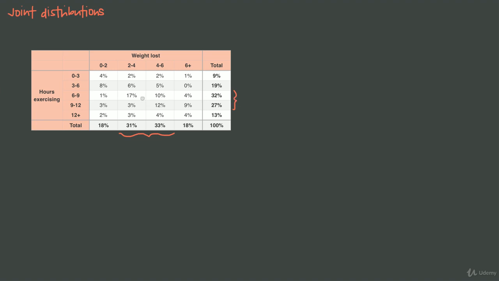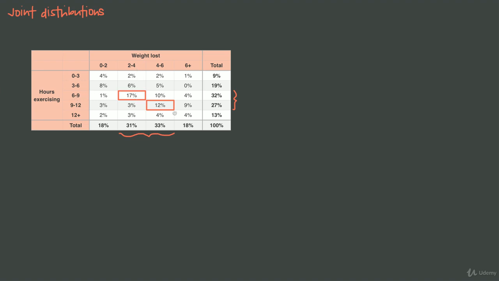And we can see that in the detail of the data. So the largest group of participants spent between 6 and 9 hours exercising and lost between 2 and 4 pounds. That was the most common occurrence because this 17% value is larger than any other percentage in our table. The next largest group was this group, which spent between 9 and 12 hours exercising and lost between 4 and 6 pounds. So they exercised a little bit more, and they lost a little bit more weight than this 6 to 9 hour group who lost 2 to 4 pounds.